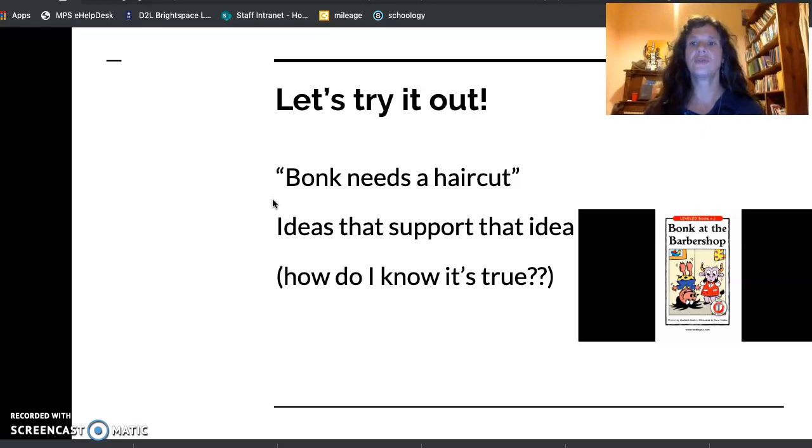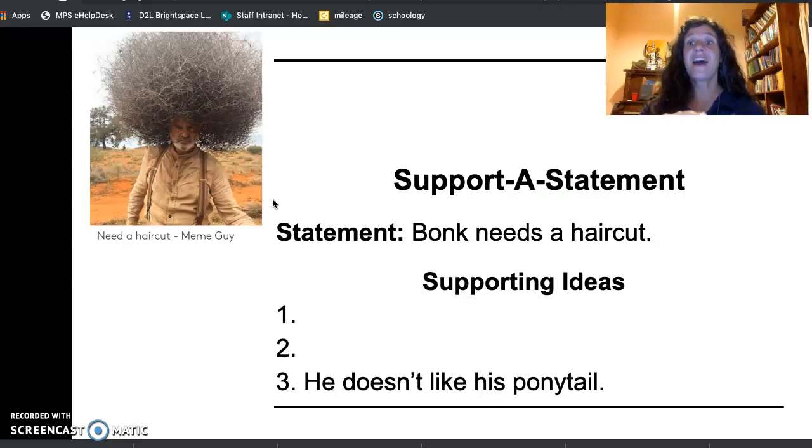So I want you to read the first six pages, and then we will fill out this support a statement together, okay? So I've already got one down there. He doesn't like his ponytail, okay? So that's one idea that supports the statement, Bonk needs a haircut, okay? And this guy needs a haircut too, I know. Okay, so read to page 6, and then we'll come back together and share our ideas about the other two supporting ideas.